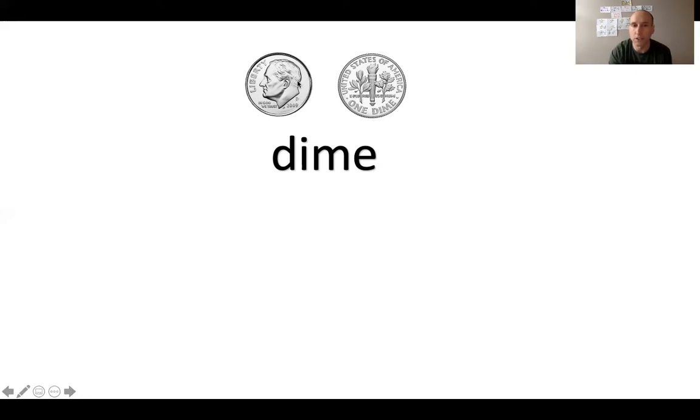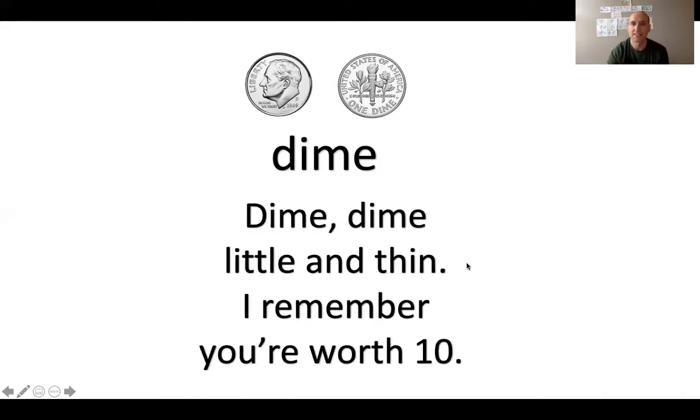So these are clues that I can use to tell the difference between a nickel and a dime. All right, the dime is going to be smaller. On the back, you're going to find the torch and the olive branches. And it says right here, 1 dime. Being that detective, say it with me, a little poem to remember the dimes, boys and girls. Dime, dime, little and thin, I remember you're worth 10.